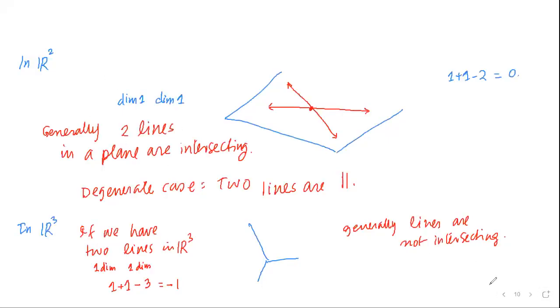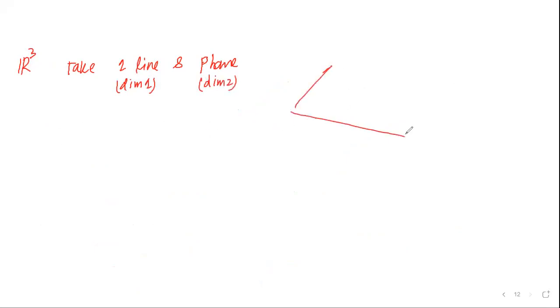Similarly, in R3, take one line and a plane. The dimension of the plane is 2 and the dimension of the line is 1. So what do you think, do they intersect or not? It will intersect, and the intersection will be a point. Here also, if you notice, 1 plus 2 minus 3 is equal to 0.